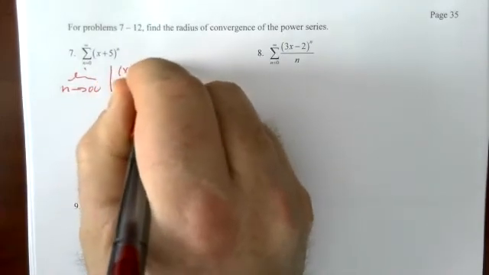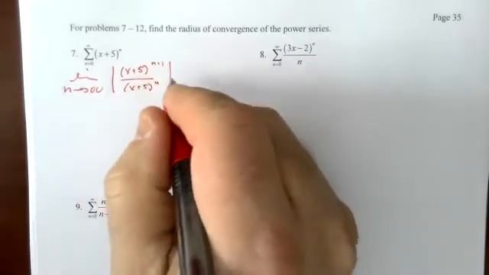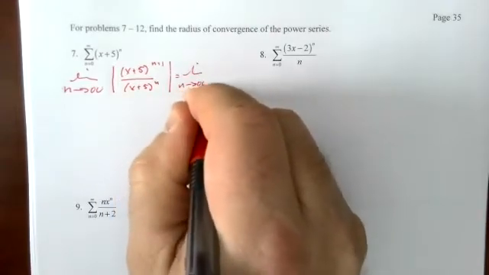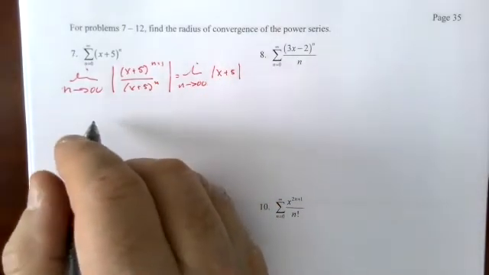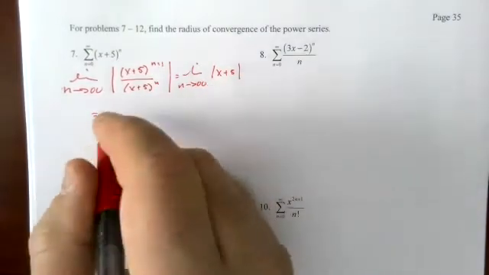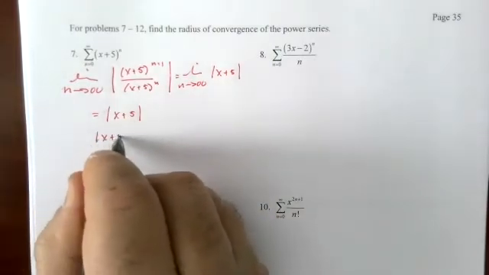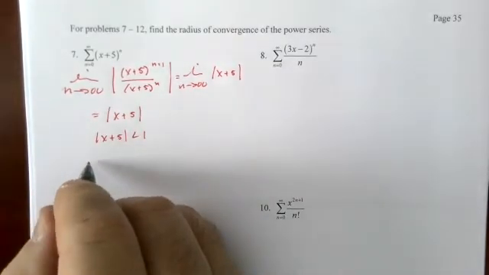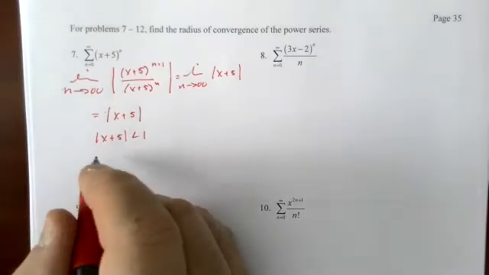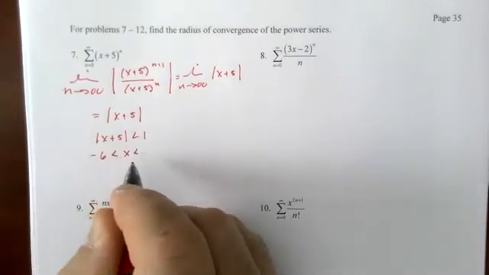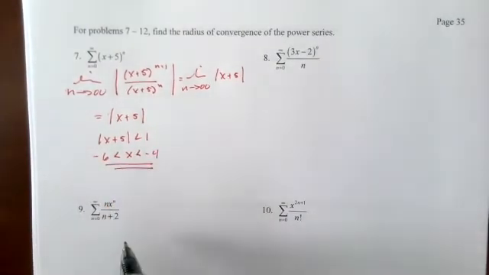Absolute value of x plus 5 to the n plus 1 over x plus 5 to the n, which is the limit as n goes to infinity of absolute value of x plus 5. And off we go. There's no n left. x plus 5. So absolute value of x plus 5 less than 1. I'm jumping to the end of the story here. Negative 6 less than x less than negative 4 is my radius of convergence.